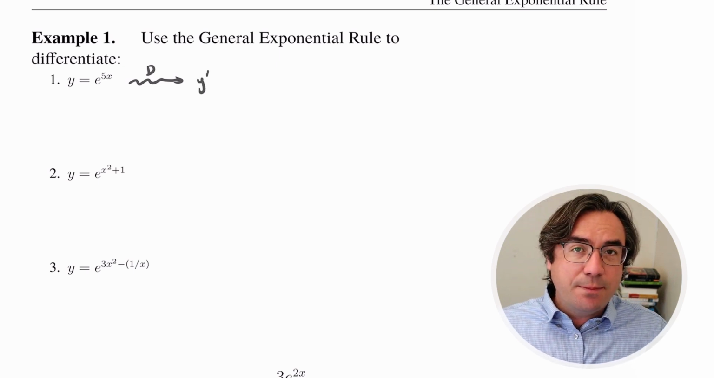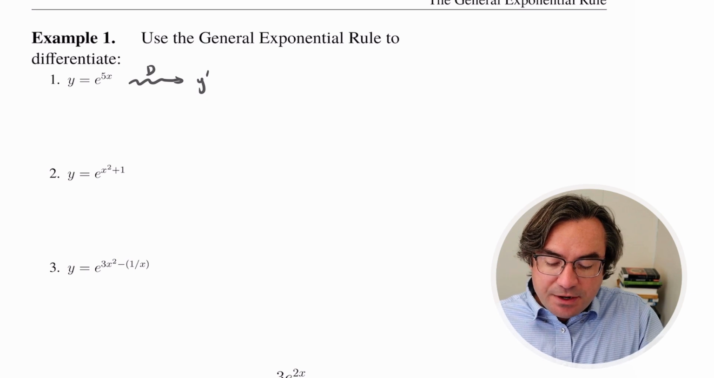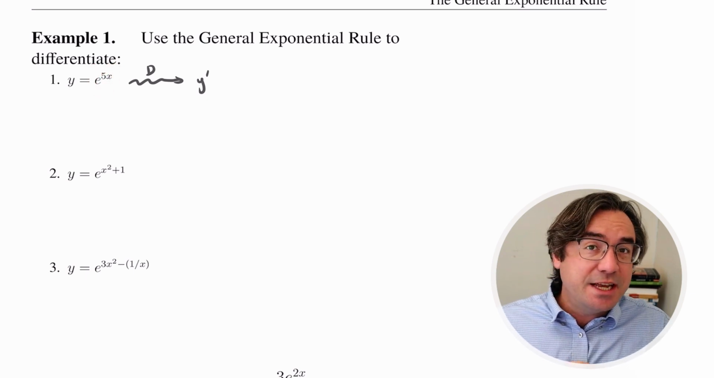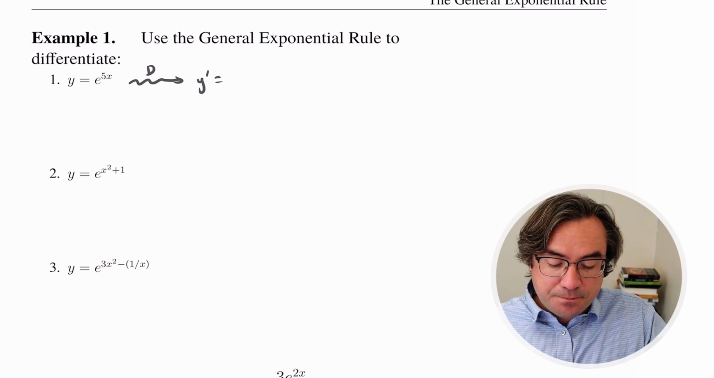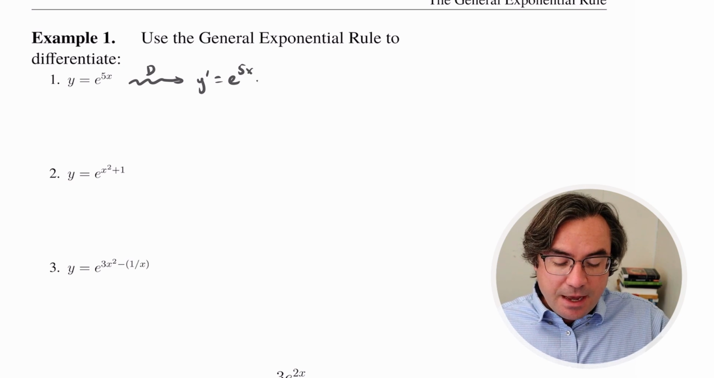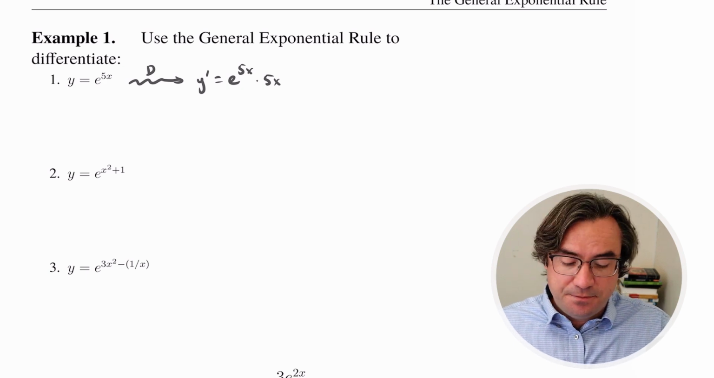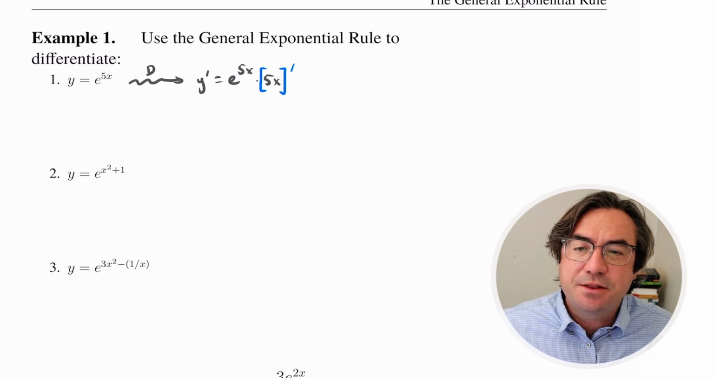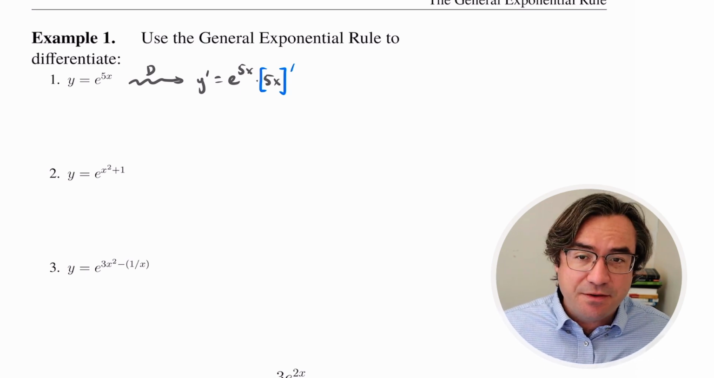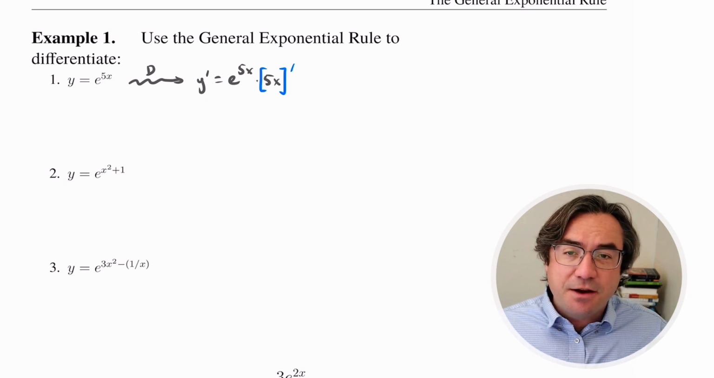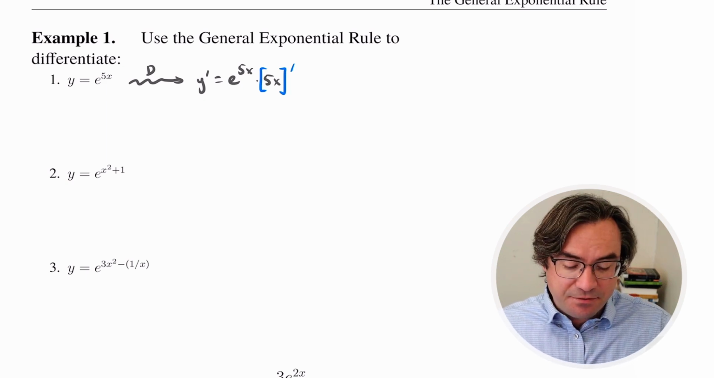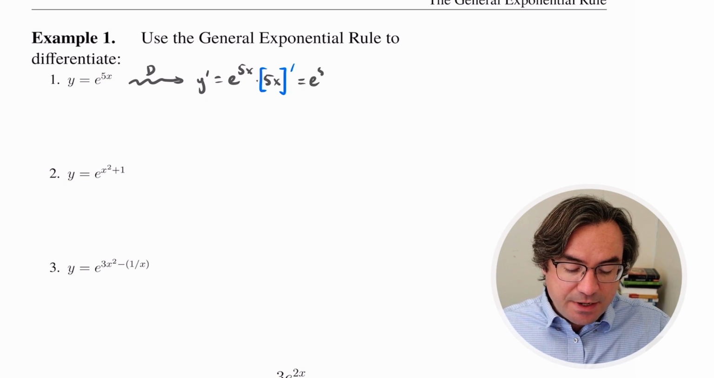We'll call our derivative y prime. When we differentiate, the exponential part stays exactly the same, so we're going to have e raised to the 5x. And then we take the exponent and multiply by its derivative. So e to the 5x times the derivative of 5x. The derivative of 5x is just 5, so our derivative here would be e raised to the 5x times 5.